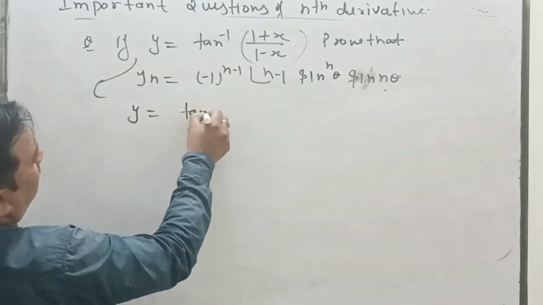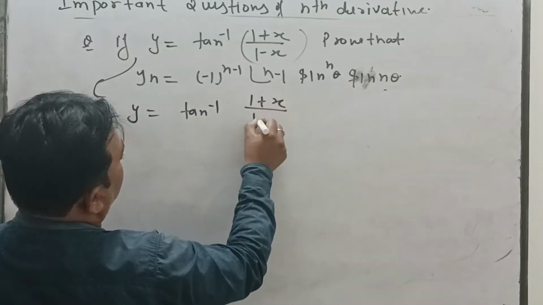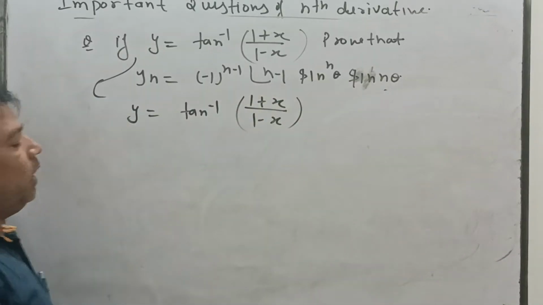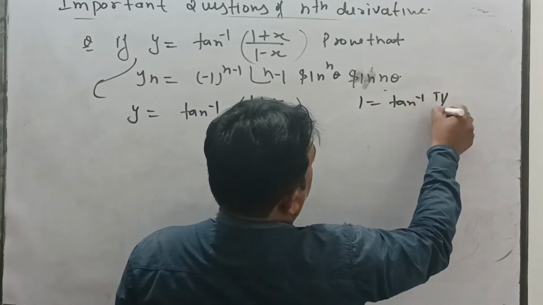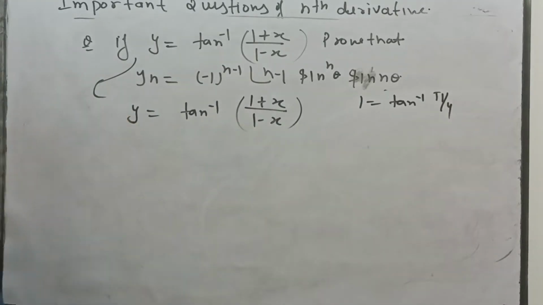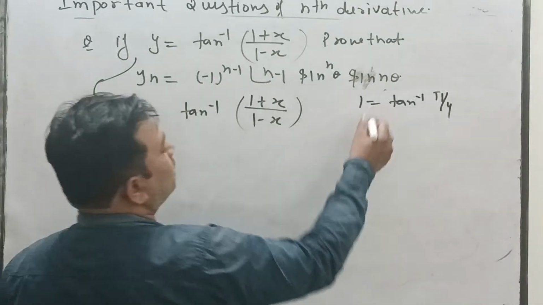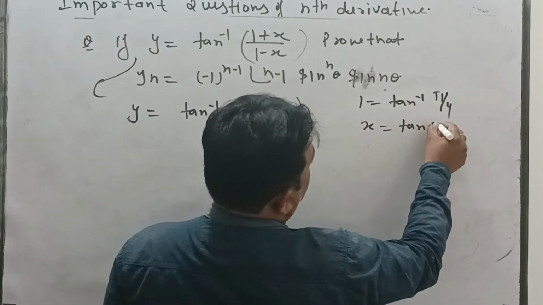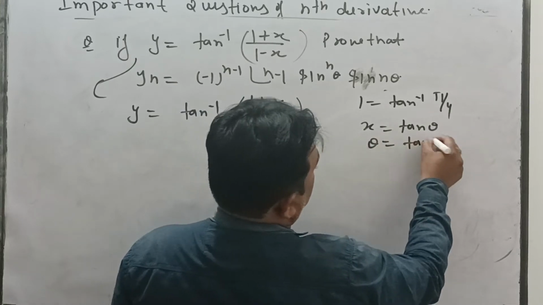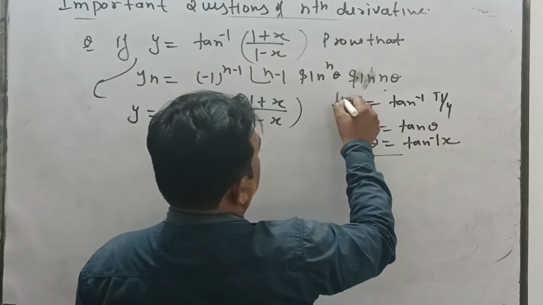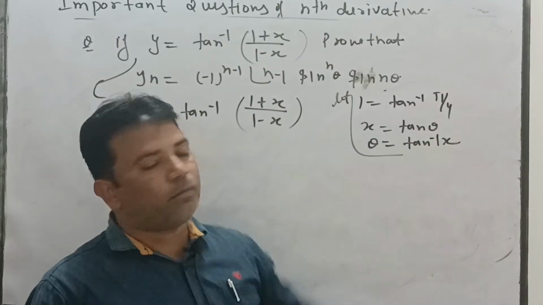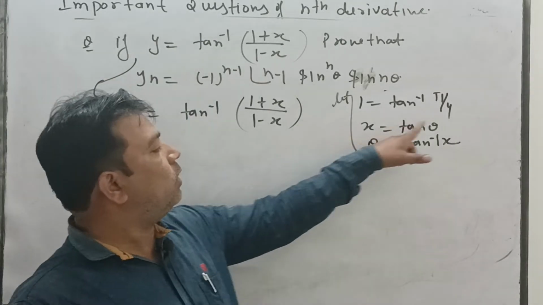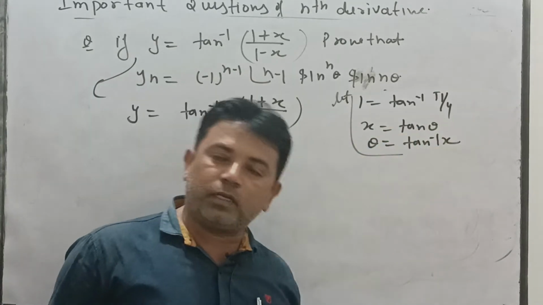y equals tan inverse of (1 plus x) over (1 minus x). We know that 1 equals tan of pi by 4. Let x equal tan theta, then theta equals tan inverse of x. Here 1 equals tan of pi by 4, and x equals tan theta, so theta equals tan inverse of x.